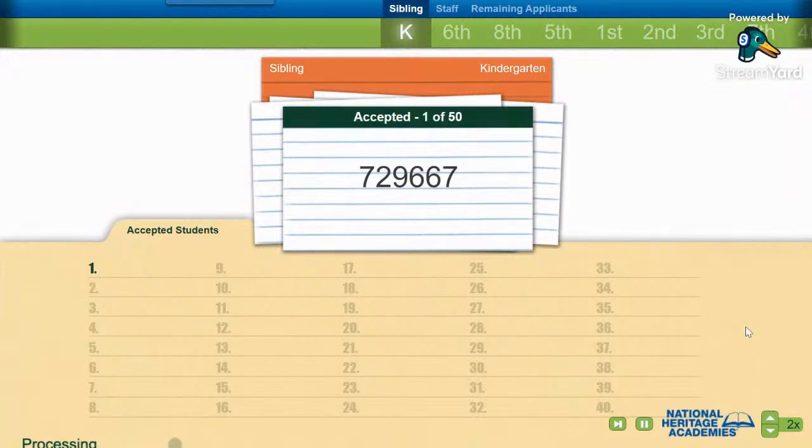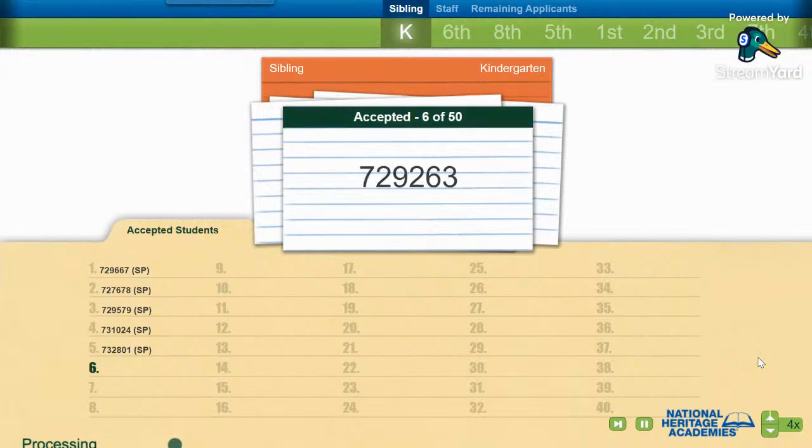729667 is accepted in kindergarten. 727678 accepted in kindergarten. 729579 accepted in kindergarten. 731024 accepted in kindergarten. 732801 accepted in kindergarten.